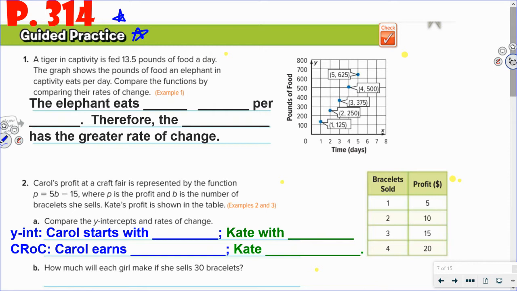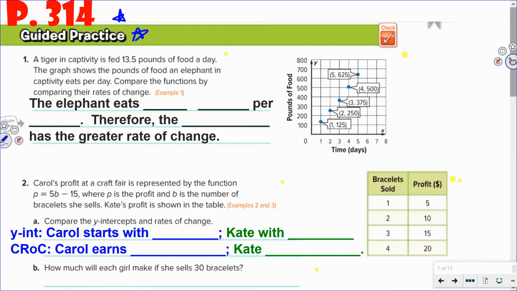Number 1. A tiger in captivity is fed 13.5 pounds of food a day. The graph, meanwhile, shows the pounds of food an elephant in captivity eats per day. Compare the functions, remember to actually compare, by comparing their rates of change.